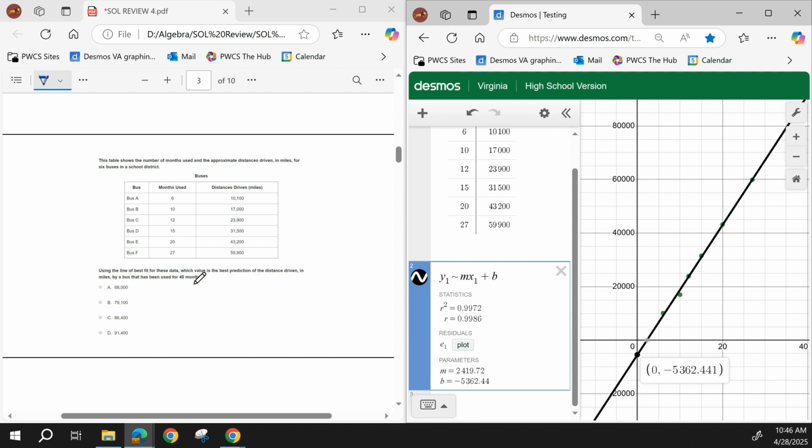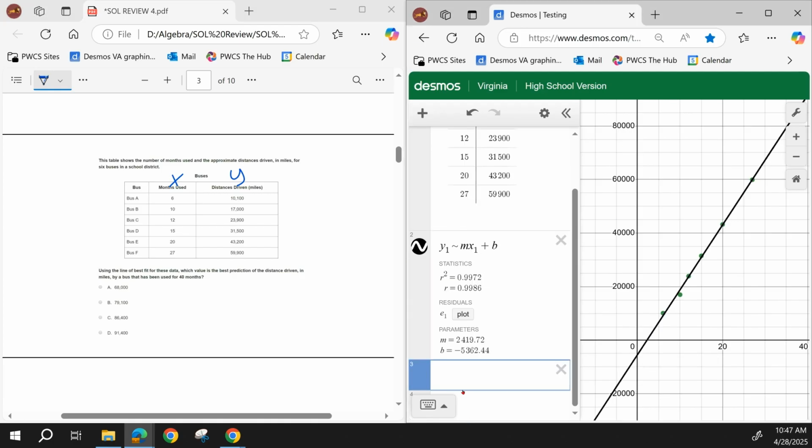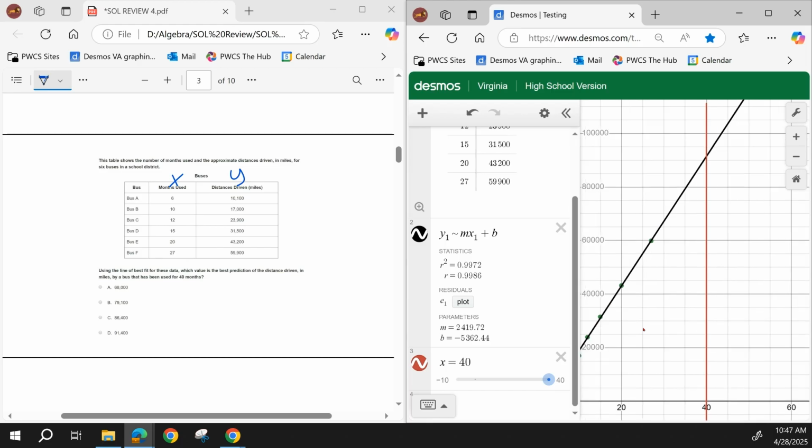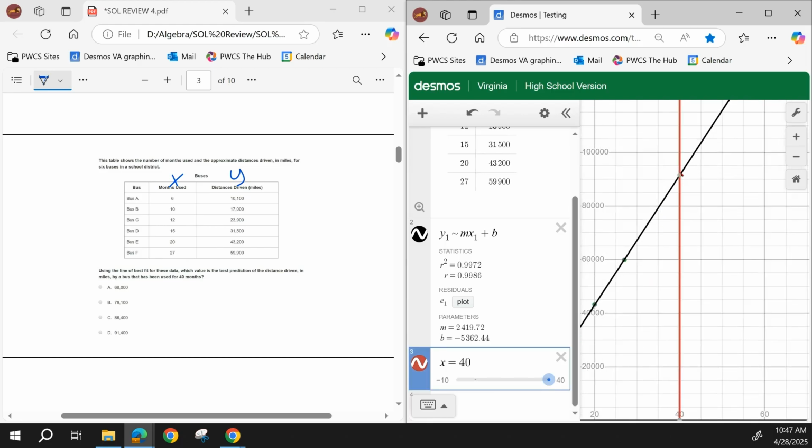It's asking us to make a prediction for a bus that has been used for 40 months. So we want to know how far we would predict we would drive it if we had it for 40 months. So months are x's, distance is y. One way we can do this really quickly is we can type in here, I want to know what happens when x equals 40. And you can see it graphed a line, and those two lines cross.